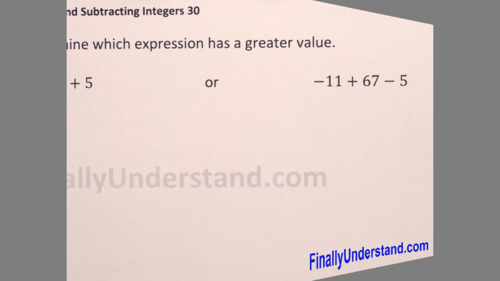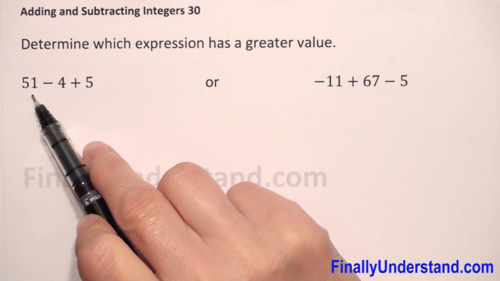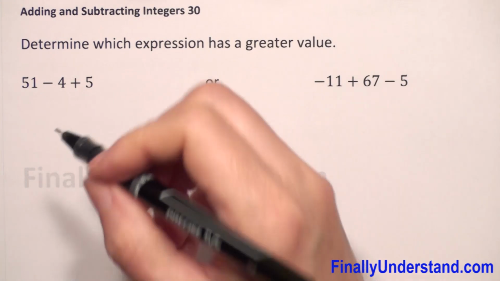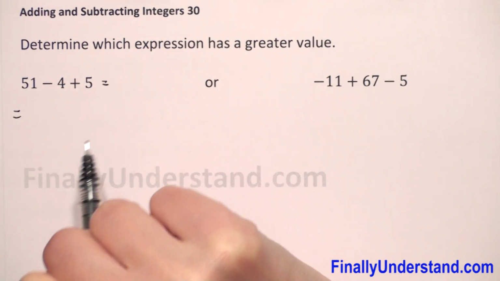We have to find which expression has greater value. So what we have to do is just calculate these values. First expression, we have 51 minus 4 plus 5. So this is equal 51. We start from the left and we are going to the right.